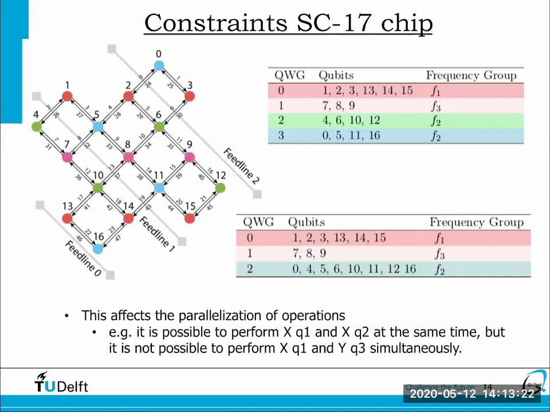Now, there is an extra constraint, and it comes from how 2-qubit gates are performed in this kind of device. Do you know how 2-qubit gates are performed here? How to perform a CZ gate, a controlled-phase gate?